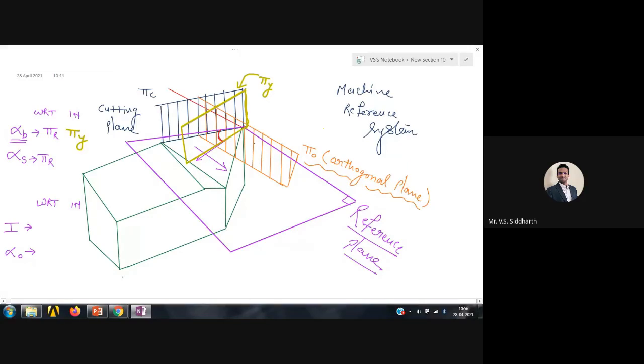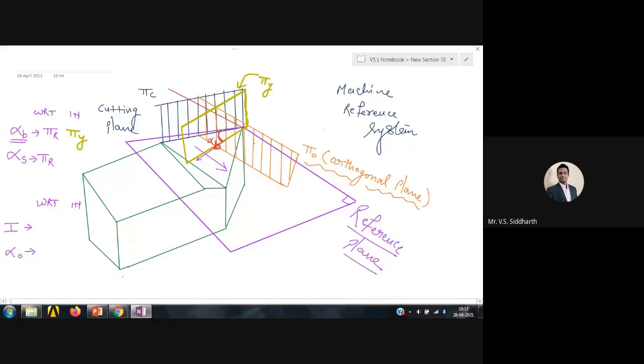That angle was this angle. This pi y plane will definitely cut the reference plane. So the angle made between the rake face and the reference plane in the pi y plane, this angle is known as what? Alpha B, the back rake angle.